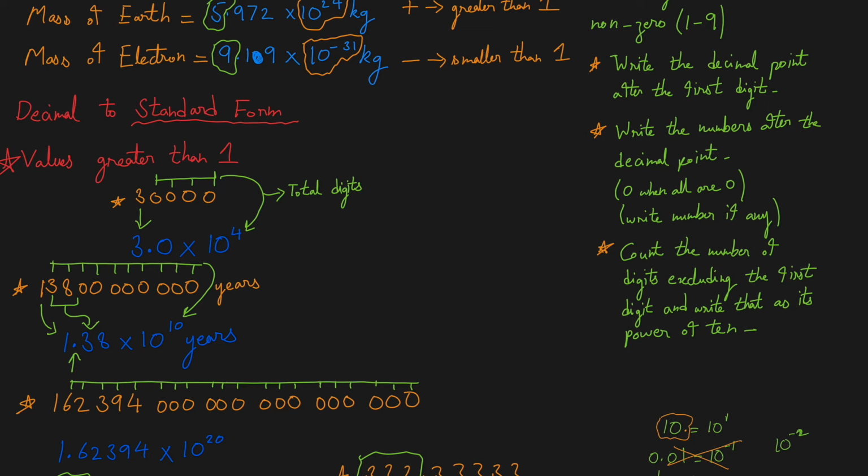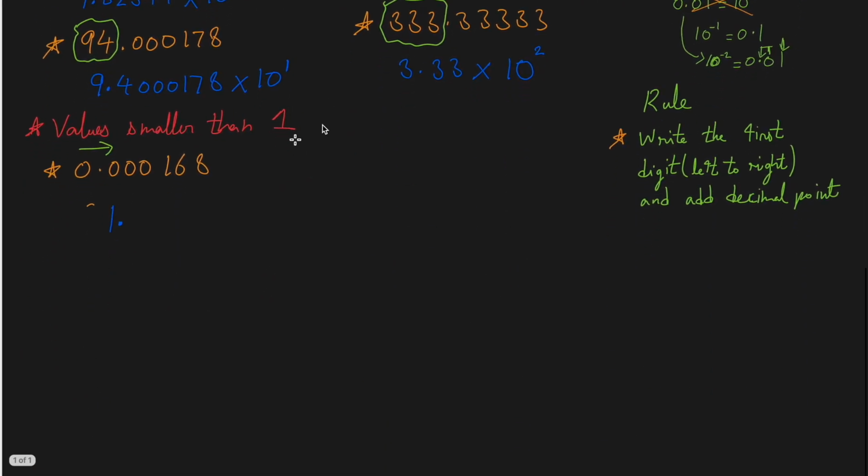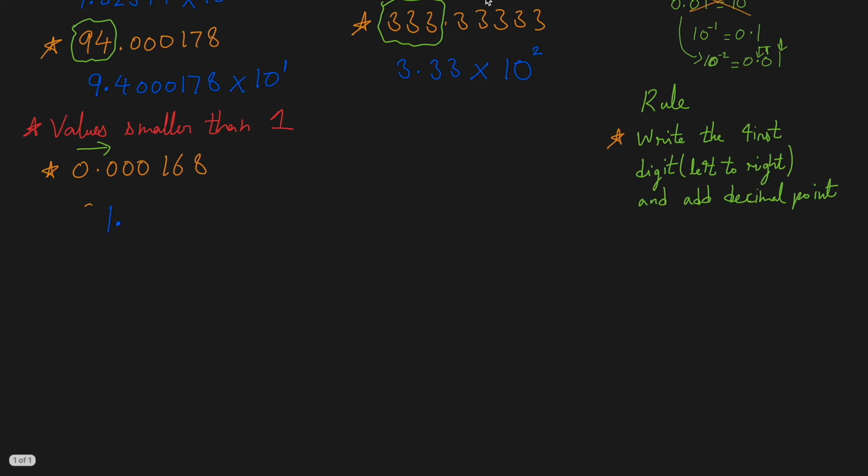So what should I do? Just wait a second. So we will first just let me solve this. 1.6 we will write 1.68. Now introduce the multiplication sign and then tens power 10. Now how do you write the tens power now?